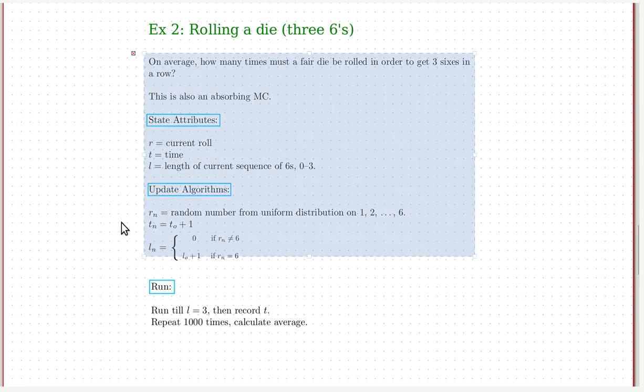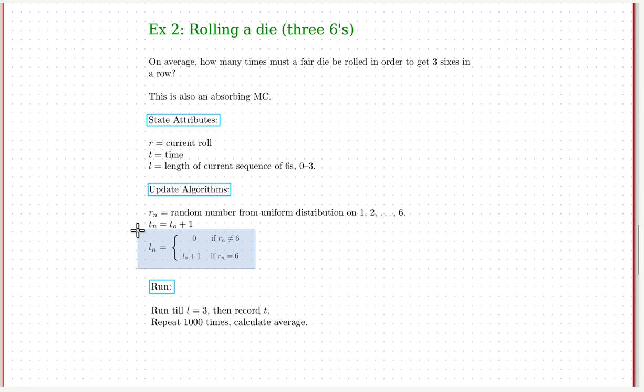We could think of it as a piecewise function. We're saying that the new value of L is equal to 0 if the current roll was not a 6. If we did not roll a 6, that means we don't have any streak of 6s. And in fact, if we had a streak going, we've just ruined it by rolling a non-6.